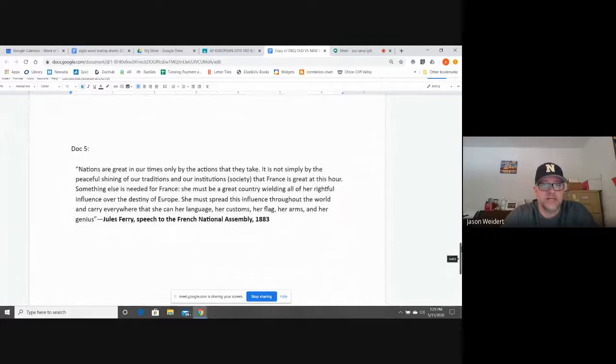And then going down to document 5, I think this is the easiest point of view. Jules Ferry is a member of the French National Assembly. He's a member of the French government. Of course, he is going to play up the French as the greatest country in the world. And no one can rival their genius because not only is he French, he's a part of the French government. So that would be a pretty clear bias there. And Doc 5 would probably be the first one I would go with.